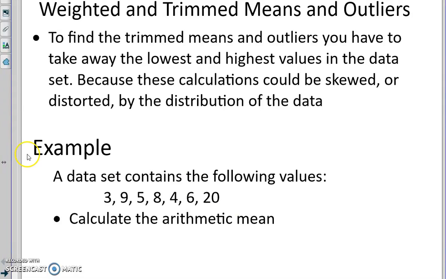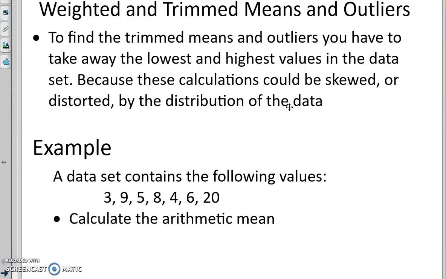Okay, so today we're talking about weighted and trim means and outliers. To find the trim means and outliers, you have to take away the lowest and highest values in the data set because these calculations could be skewed. Skewed means to stretch it or to distort it, or distorted by the distribution of the data. So here's an example. The data set contains the following values.